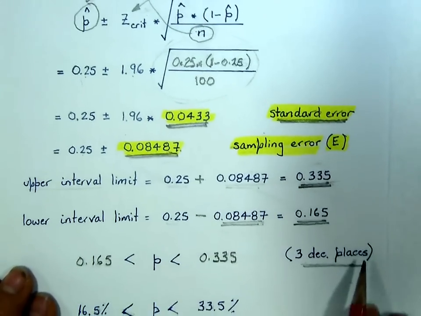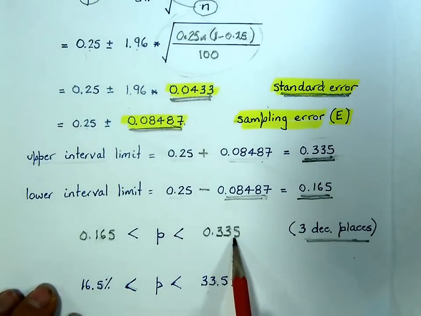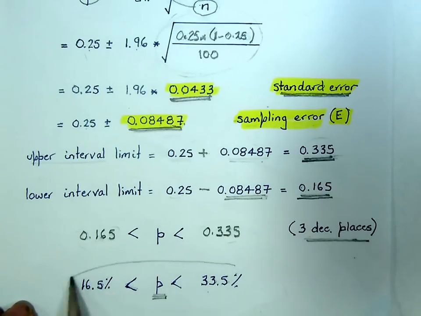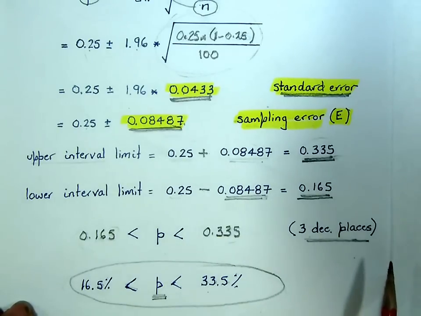Now if we want to change that to a percentage, it's a simple matter of multiplying this number by 100 and this number by 100, and here we have a confidence interval for the population proportion as a percentage. But how do you actually interpret this particular confidence interval? What does it actually mean?